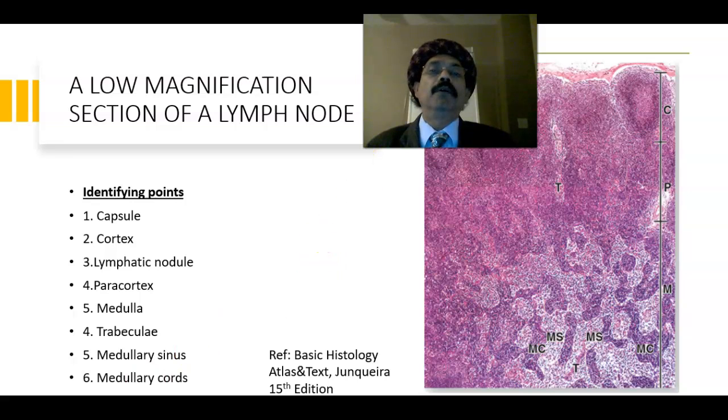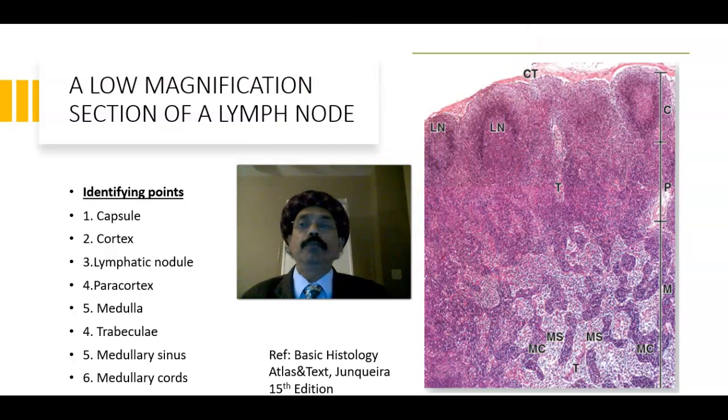Hello, my name is Dr. Dewan S. Raja. Today I will discuss the histology of the lymph node. Here we have a low magnification section of a lymph node. We'll identify these structures, then we'll go into details about these structures.